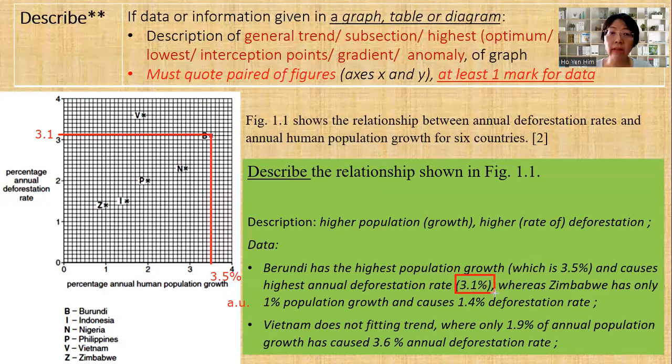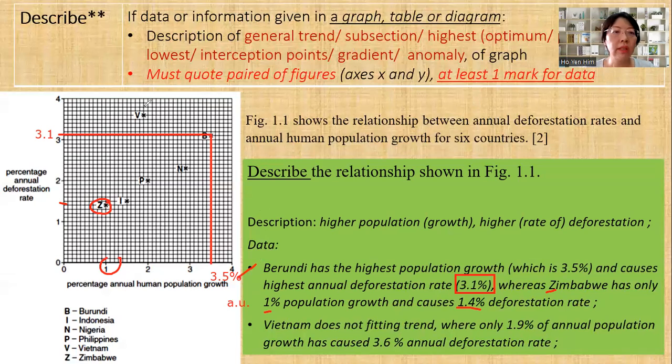So this is the highest, right? Then what about the lowest? You have to quote a pair of figures, a pair of X and Y and another pair of X and Y. So Z, Zimbabwe. Zimbabwe has only 1% population growth here, and therefore it causes only 1.4% of deforestation here. So always quote a pair of figures, a pair of X and Y. So you've got 2 X and 2 Y, so it's a pair.